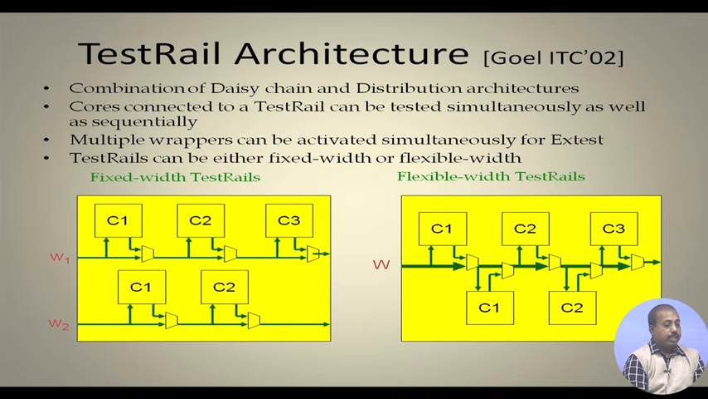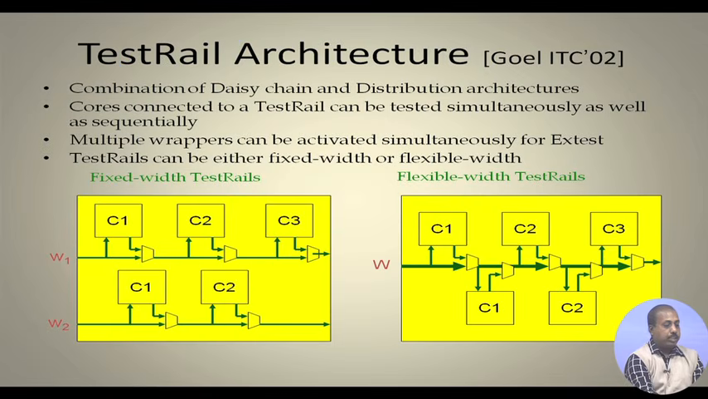Then we look into test rail architecture. Test rail architecture is a combination of daisy chain and distribution. The previous one was a combination of multiplexing and distribution. So, this is a combination of daisy chain and distribution architectures. So, cores connected to a test rail can be tested simultaneously as well as sequentially. What is happening is that the test pattern that is going into this rail, initially these multiplexers can be programmed so that this test pattern reaches all the cores.